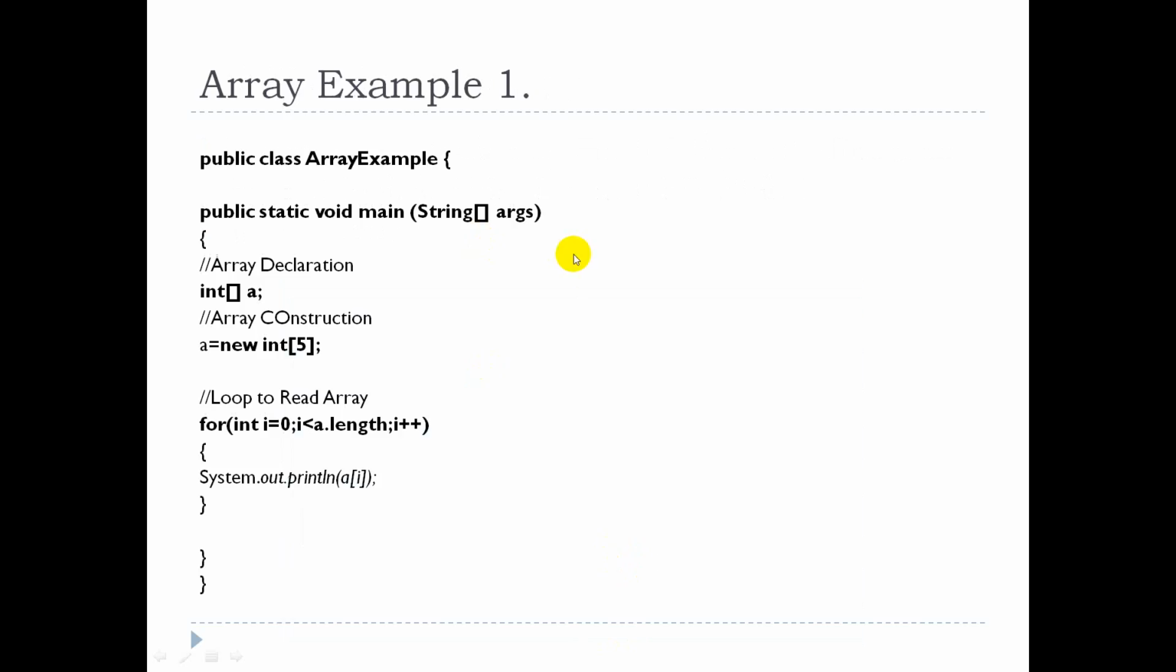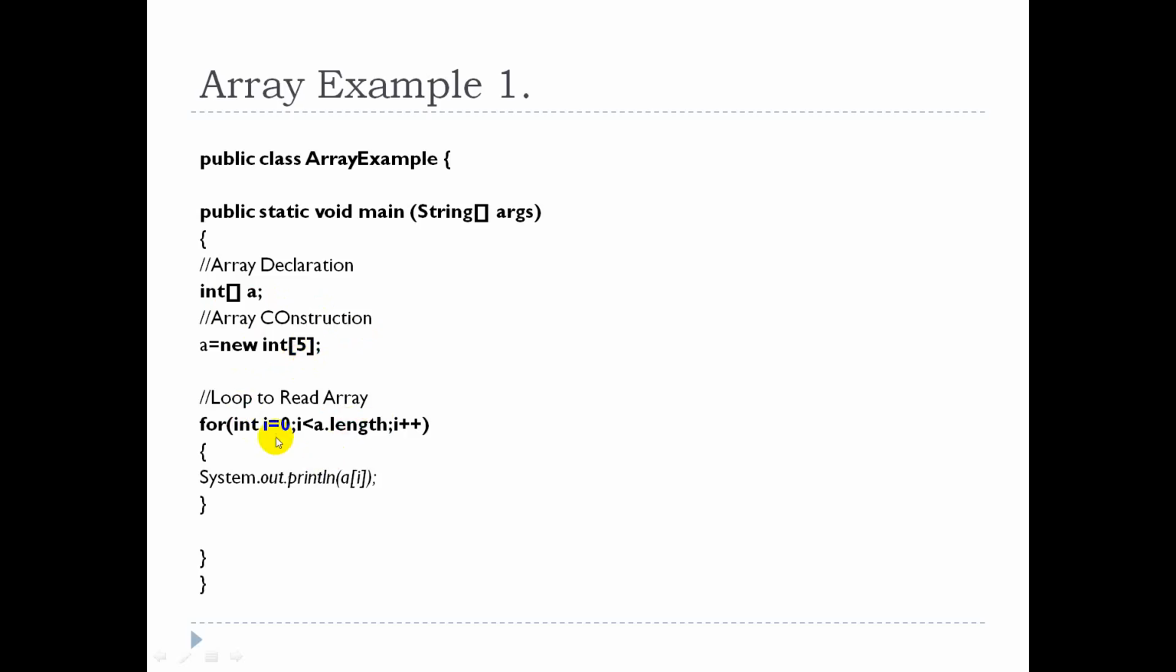So here I have taken a simple example of an array, showing how we can create the array. Here you can see that I just created a simple class, and the class name is ArrayExample. In this class I took a main method, that is public static void main String args, and here I declare the array, my array name is a, and I construct the array with the size of 5.